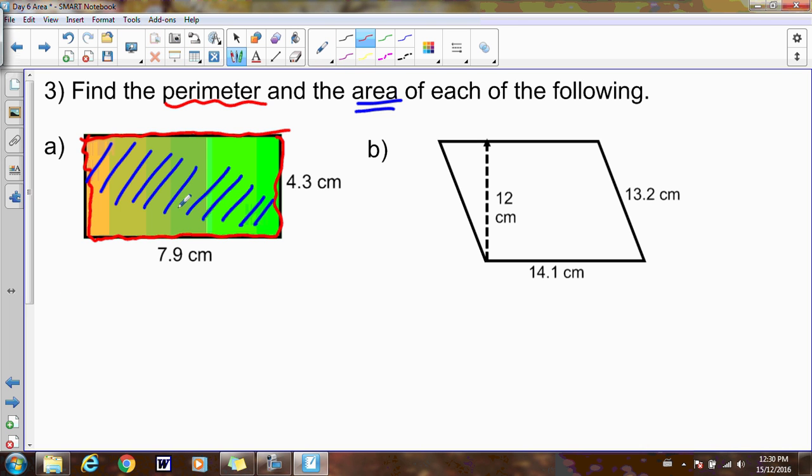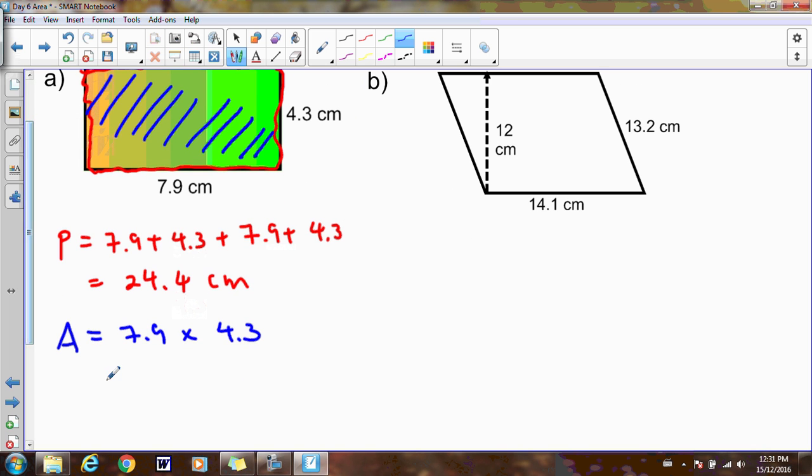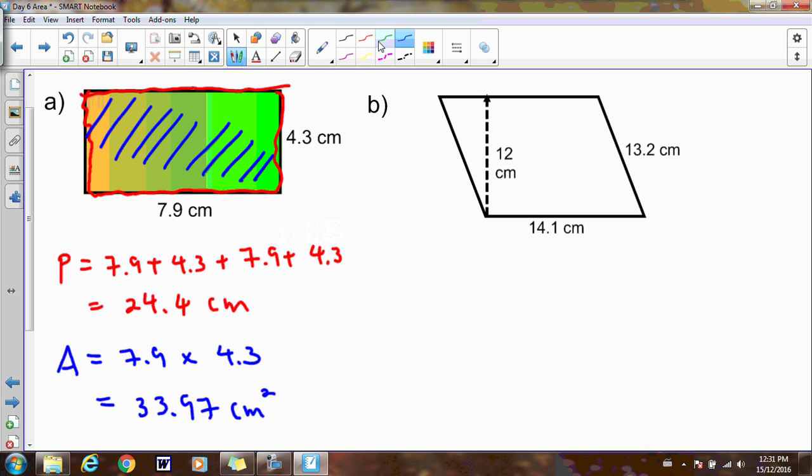So first we find the perimeter of this rectangle, which is just adding up all the sides, so it would be 7.9 plus 4.3 plus 7.9 plus 4.3. And you're going to get 24.4 centimeters. Now let's go on to find the area. The area is length times width, so it'll be 7.9 times 4.3, and you're going to get 33.97 centimeters squared.